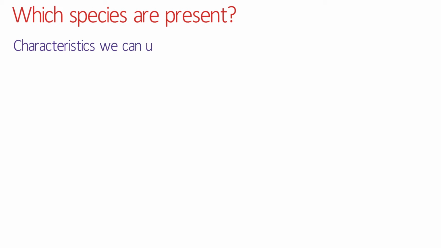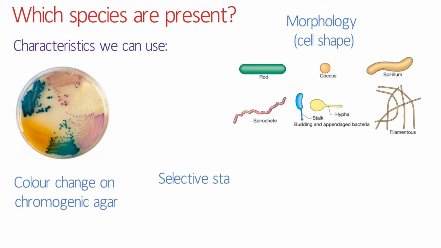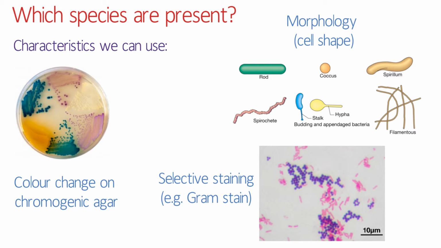Remember, we can use a combination of different characteristics to identify bacteria. These include the morphology, i.e. the shape of the cells, colour changes of colonies grown on chromogenic agar, and selective staining techniques. In this practical, we're going to use the Gram stain to identify whether our bacteria are Gram-positive or Gram-negative.